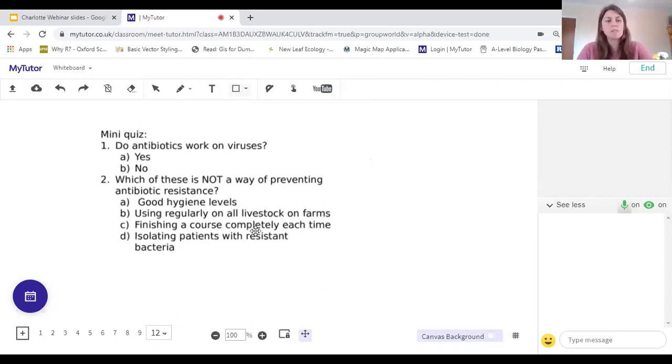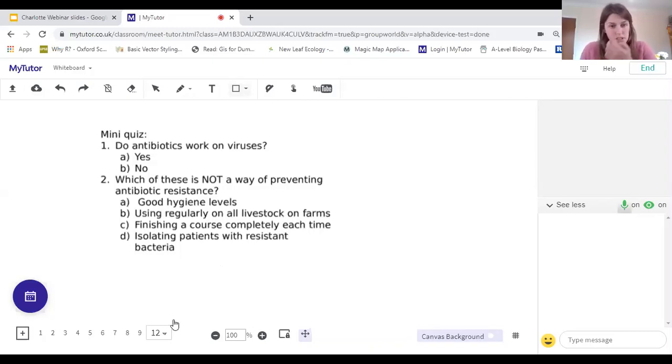Okay, another mini quiz. So question 1, do antibiotics work on viruses? A, yes, B, no. Good, lots of B's. And question 2, which of these is not a way of preventing antibiotic resistance? A, good hygiene levels. B, using antibiotics regularly on all livestock on farms. C, finishing a course completely each time. Or D, isolating patients with resistant bacteria. Should have lots of B's for that as well. Good.